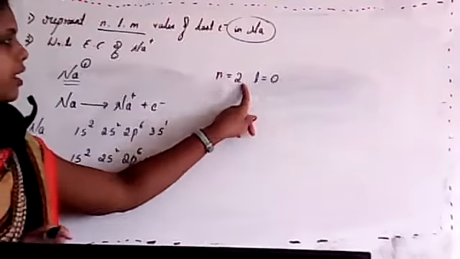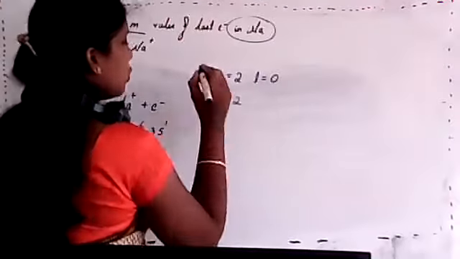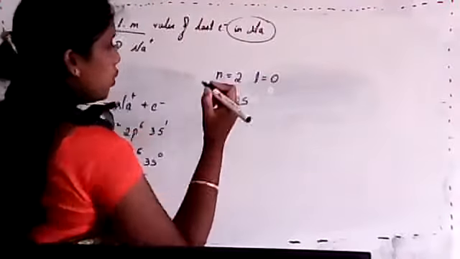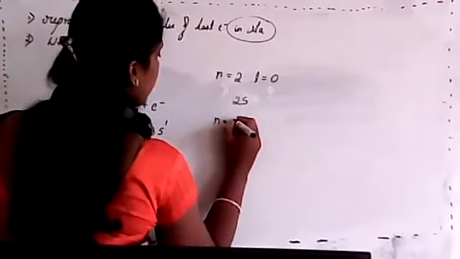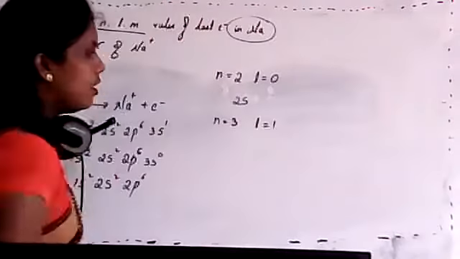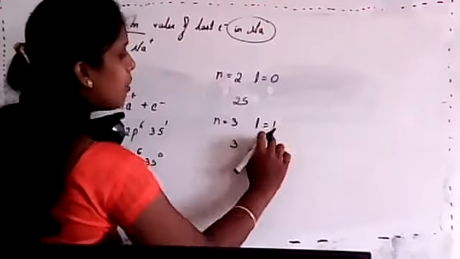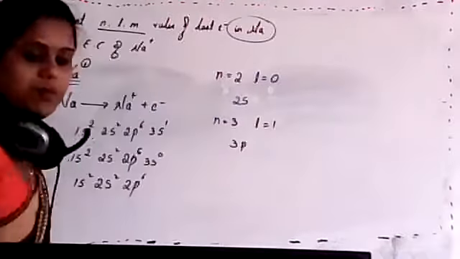n equals 2 means it is 2. n is 2, isn't it? What about l here? 0. It is 2s. Yes, isn't it? Next question. n equals 3, l equals 1. Designation of this one, 3, and when the value of l becomes 1, it is p, 3p. Isn't it?